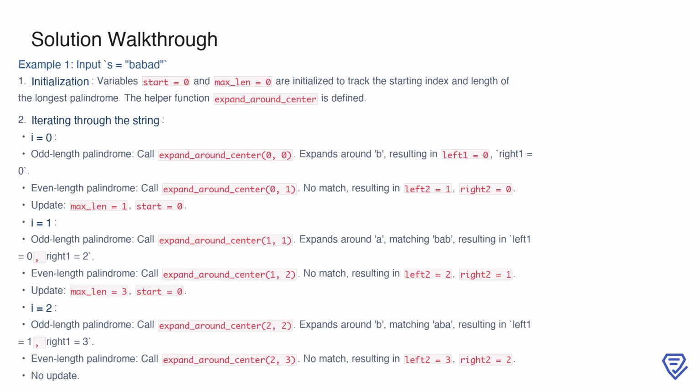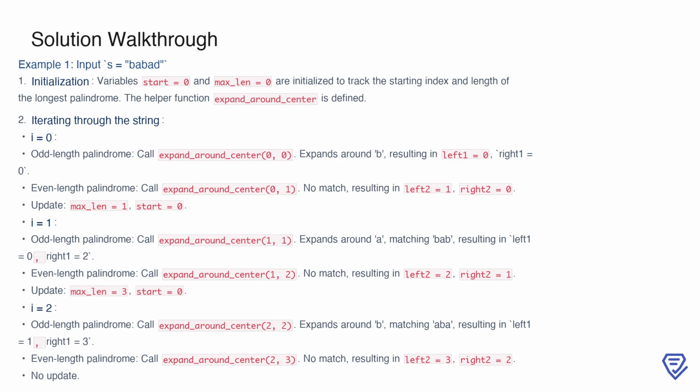For i equals 0, we first check for odd-length palindromes by calling expand_around_center, 0, 0. This expands around the character b, and since it's a single character, the result is left1 equals 0 and right1 equals 0. Next, we check for even-length palindromes by calling expand_around_center, 0, 1. Here, no match is found, so the result is left2 equals 1 and right2 equals 0. Based on these results, we update max_len to 1 and start to 0.